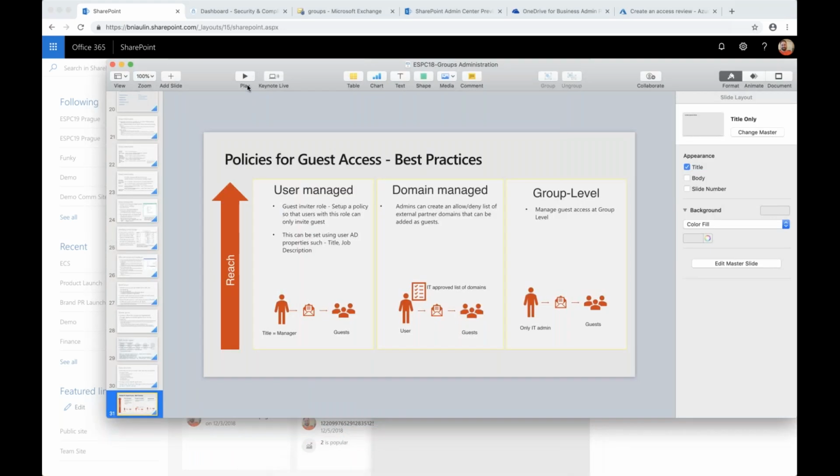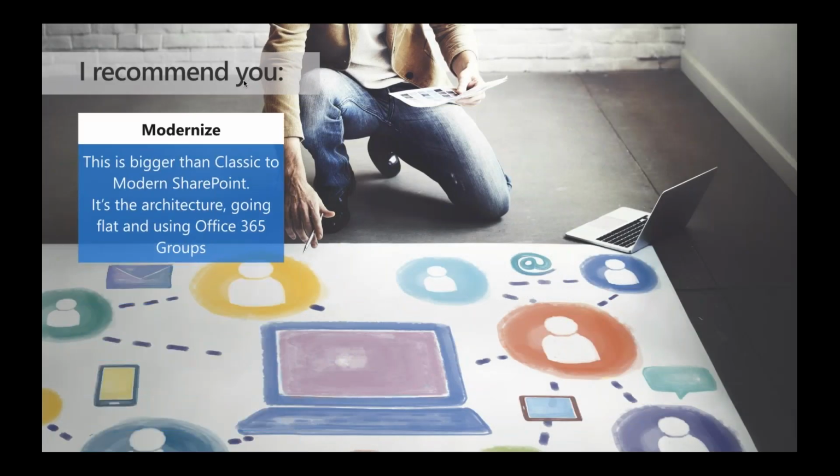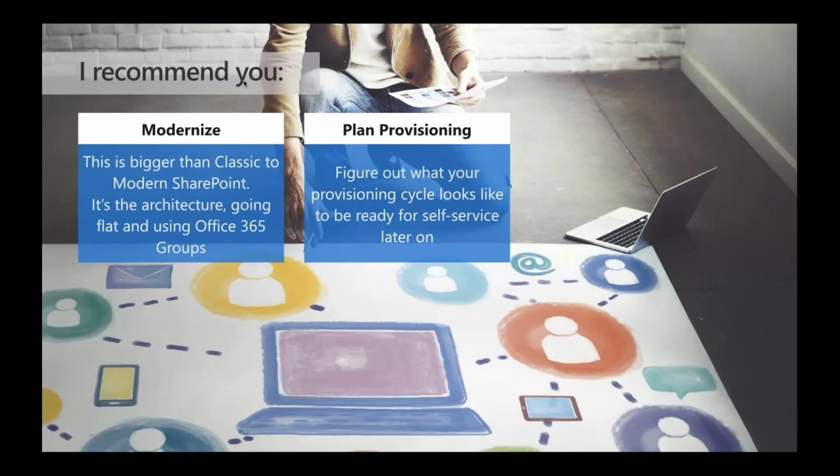All right, we've seen a lot of things. I hope there's been some value for you. Quickly, here's a summary of things I recommend you do. Switch from classic to modern SharePoint and go flat. Figure out what your provisioning cycle looks like to get ready for self-service later on.